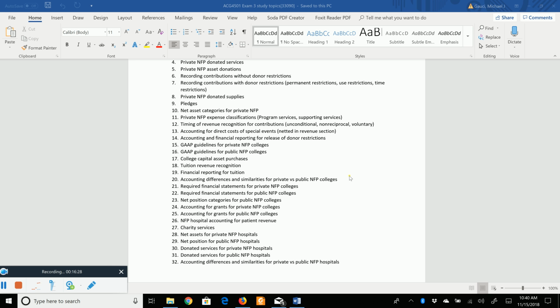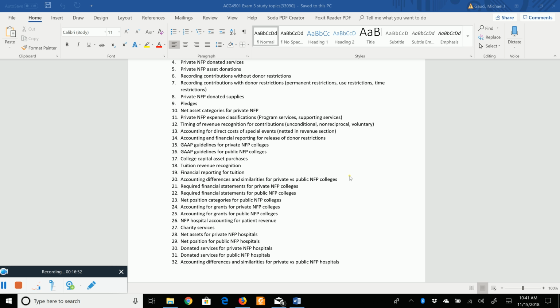With this one, I refer you to the last homework problem that we worked on in chapter 15, where we had 7 or 8 business transactions, and we recorded those transactions using a public nonprofit versus a private nonprofit university. There are some times where there are similarities. There are some times where there are differences.